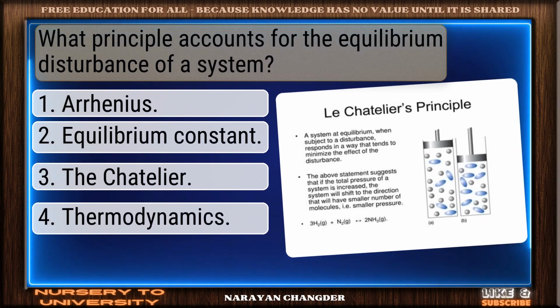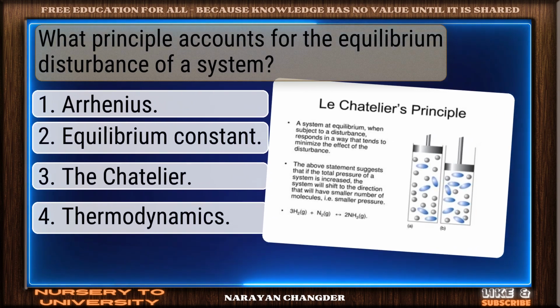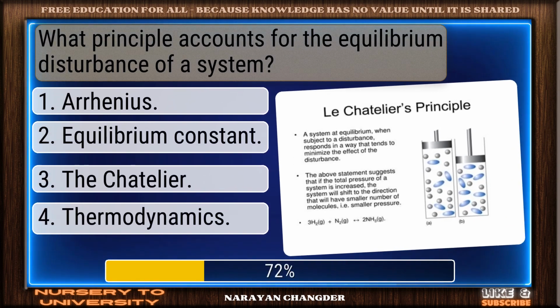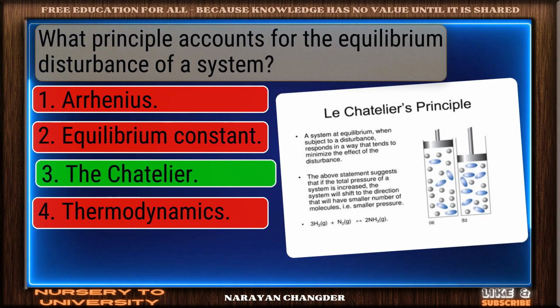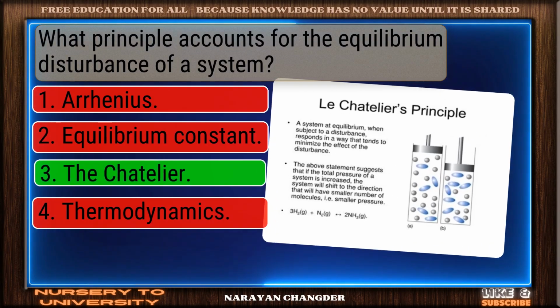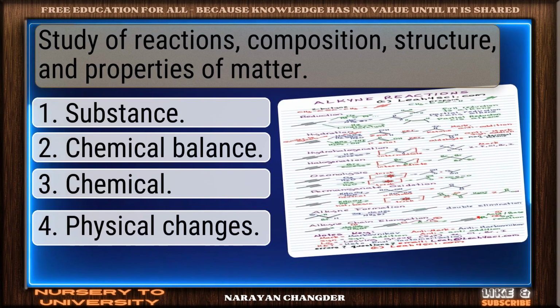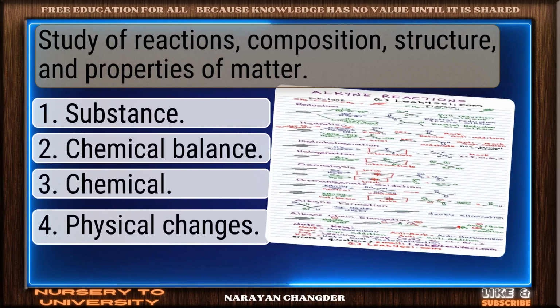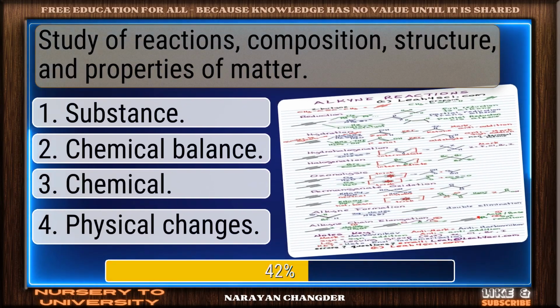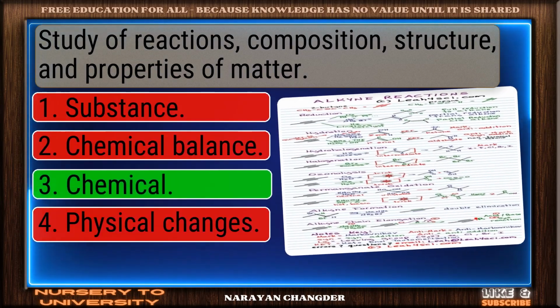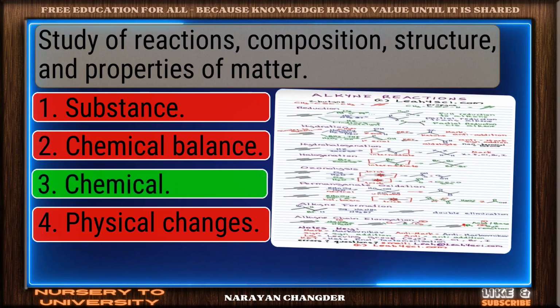What principle accounts for the equilibrium disturbance of a system? Right choice. Le Chatelier is the best answer. Study of reactions, composition, structure, and properties of matter. Bravo. Chemical is the answer.